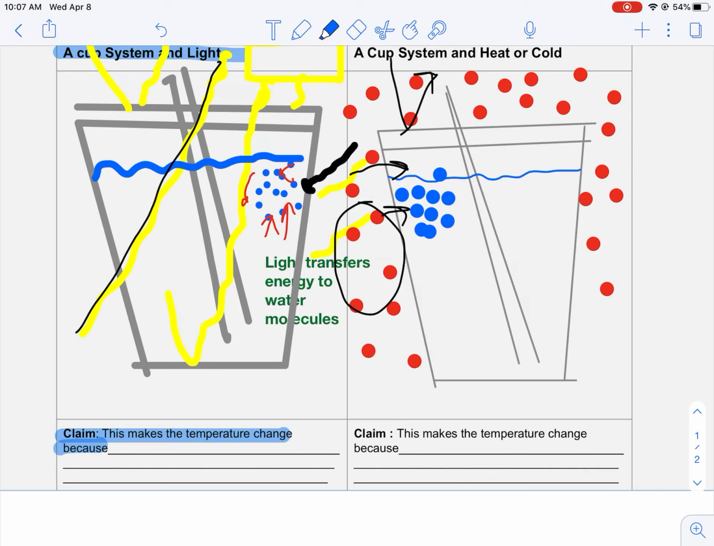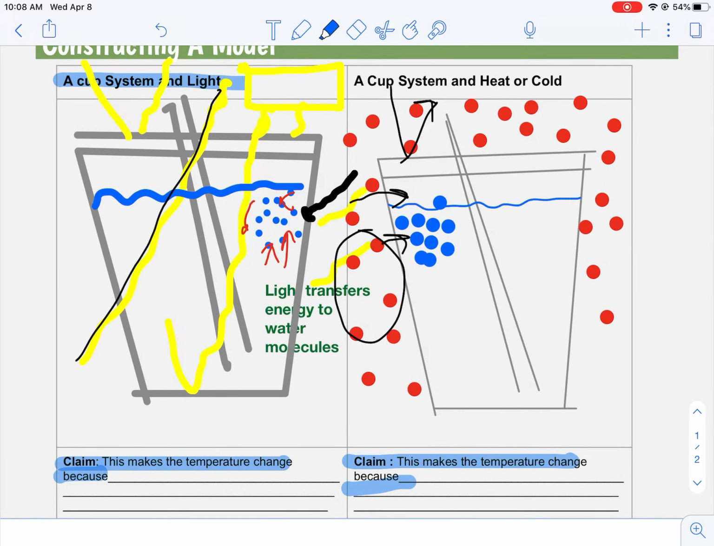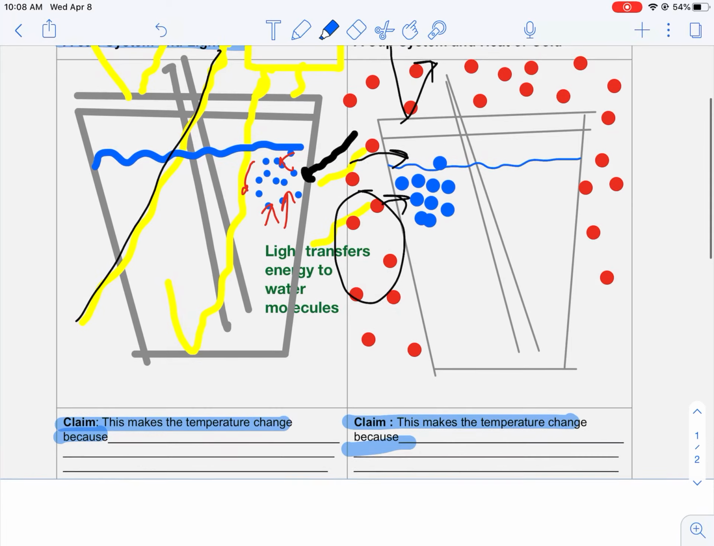So do you think the light is going to change the temperature in our cup? And you're going to say yes or no, and why? Why do you think the light is going to change the temperature? Or why do you think it's not going to change the temperature, okay? Then do the same thing for this claim. It says this makes the temperature change because. So we're talking about, do you think heat is going to be transferred in and out of the cup? And is that going to change the temperature of the liquid in our cup? Okay, so I'm looking for a complete sentence for that.